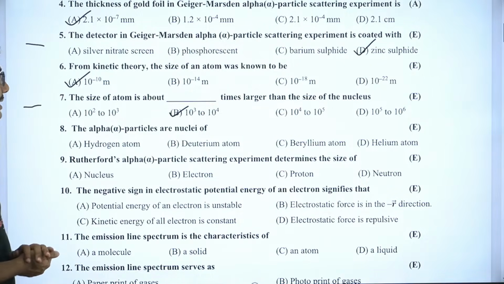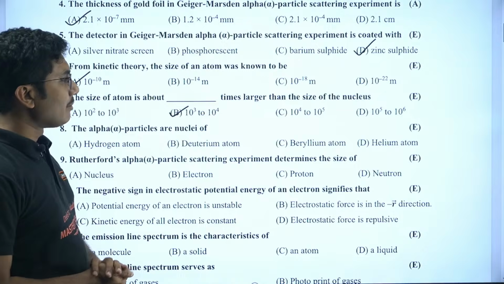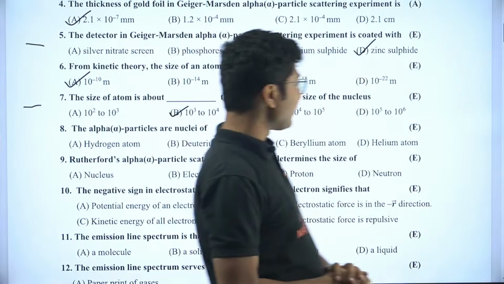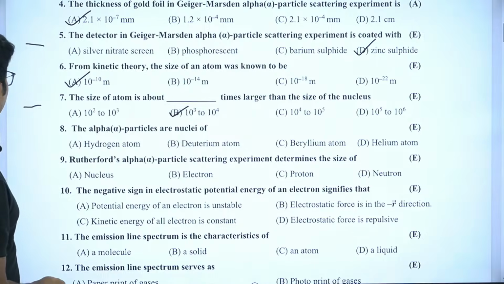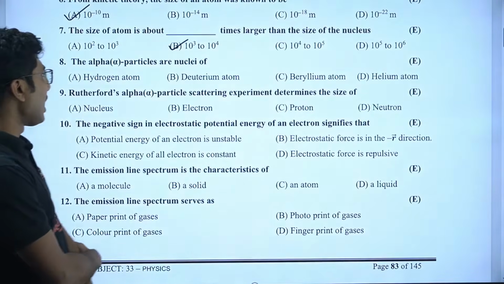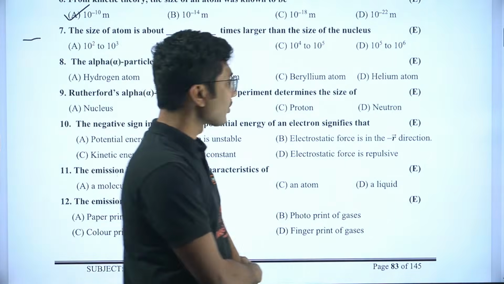Question number 8: the alpha particles are nuclei of hydrogen atom, deuterium atom, beryllium atom, or helium atom. This is easy. Question number 8 is easy. Answer it quickly.